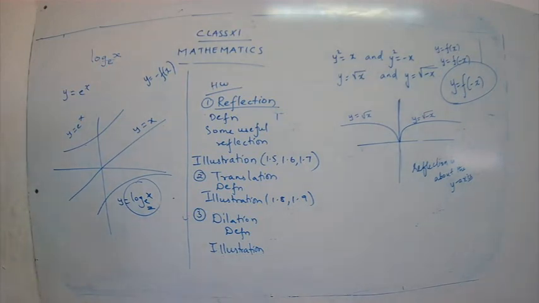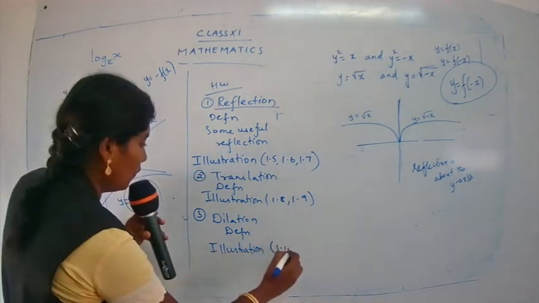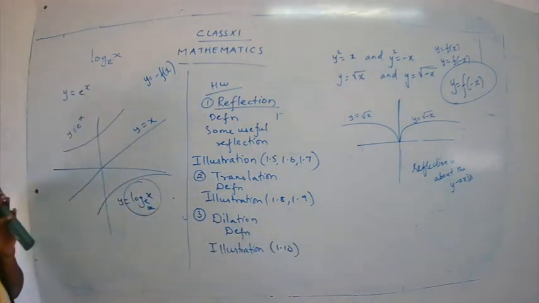So you have to do a self-study over there. I will be explaining translation and dilation in the next class. Before I explain, you have to self-study and be ready with the concept. For the third one, you will write the definition and also do the illustration. You are just going to do one illustration, that is enough. That's 1.10. So this will be your homework. I hope the homework part is clear to you.